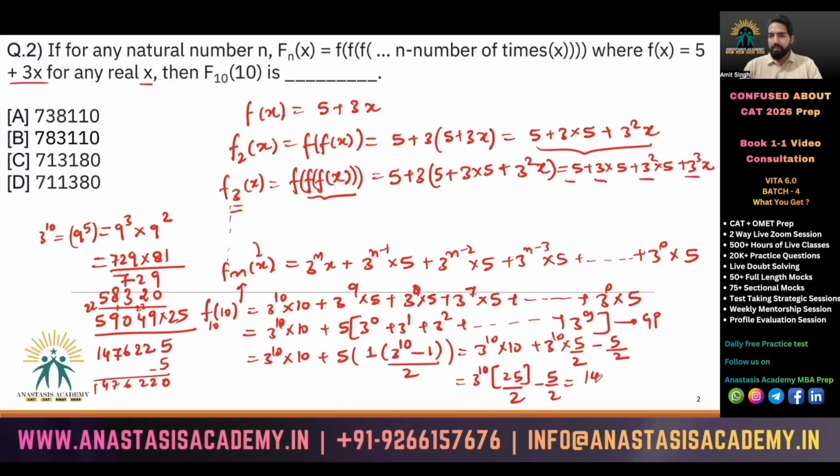So this would be equal to 1476220, and I need to divide it by 2. So I'm left with 738110. And that is exactly the option number A.